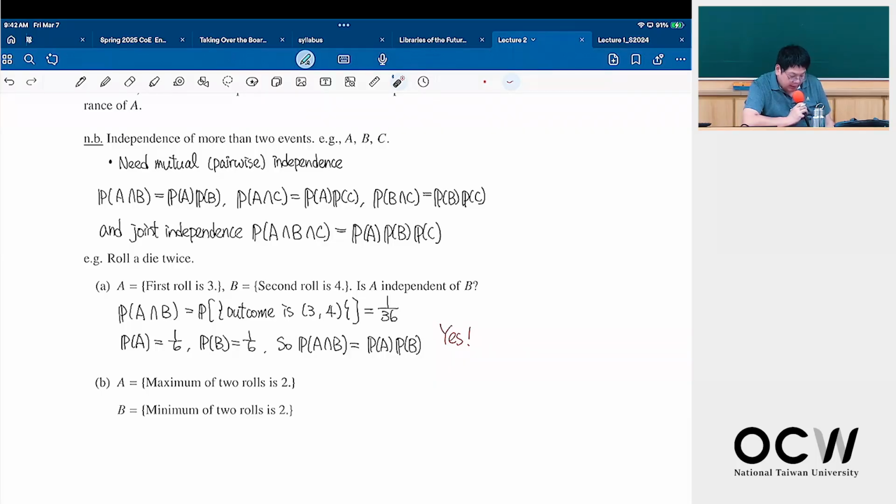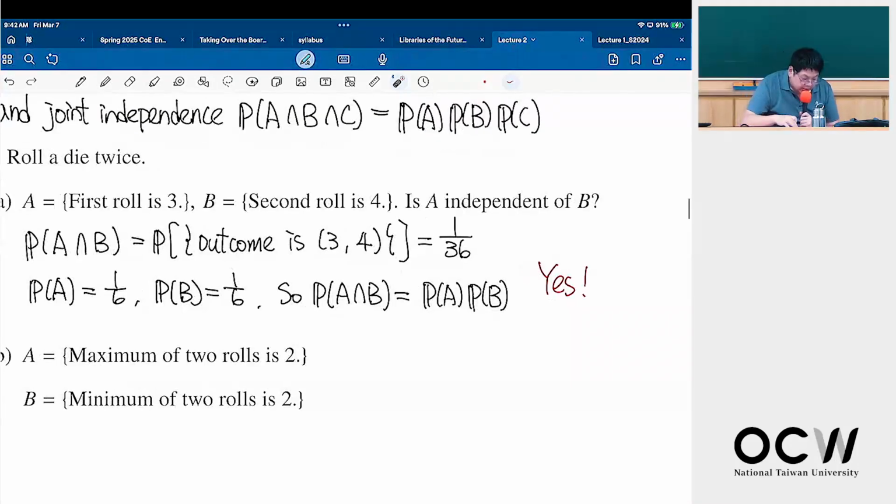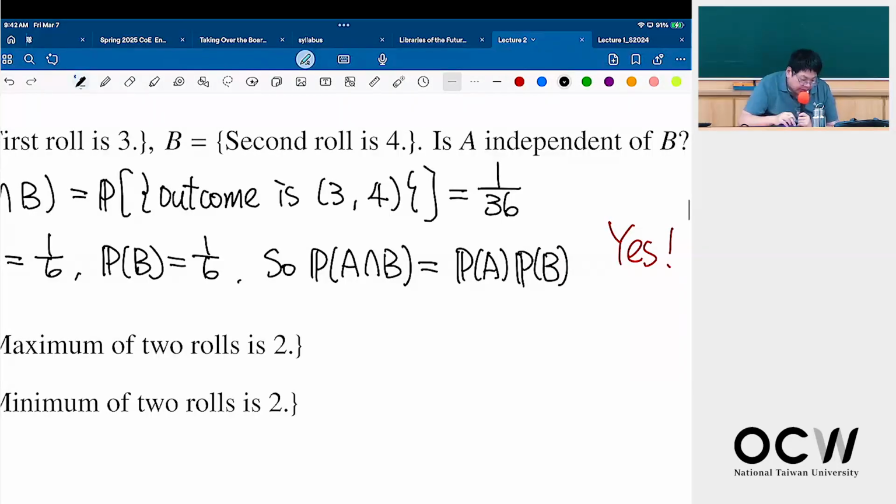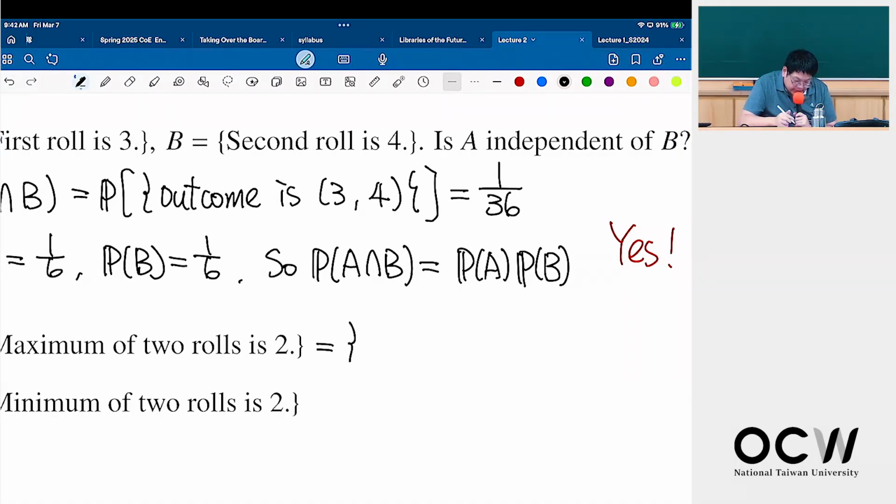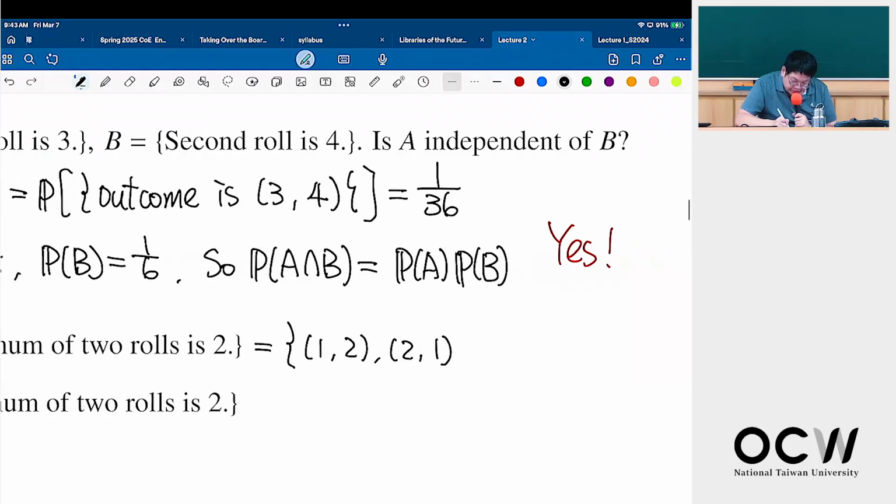Then if I roll the die twice, but the event is different. Now A is the maximum of the 2 rolls is 2, and for the event B, the minimum of the 2 rolls is 2. For the event that the maximum of the 2 rolls is 2, how many combinations do we have? I can have 1, 2, where the second roll is 2, or the first roll is 2 but the second one is 1, and also that both rolls are 2.